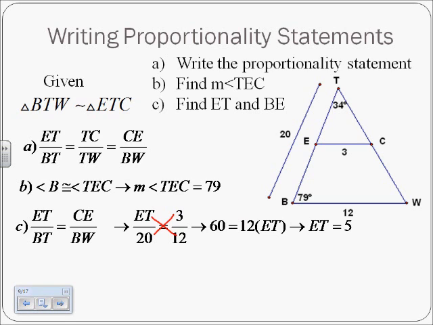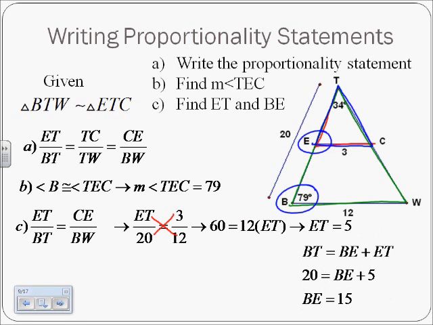Let's solve for BE next. We have BT, which is equal to BE plus ET. And if I know that the entire length is 20 and ET is equal to 5, I can just do simple subtraction and I'll end up with BE being 15.